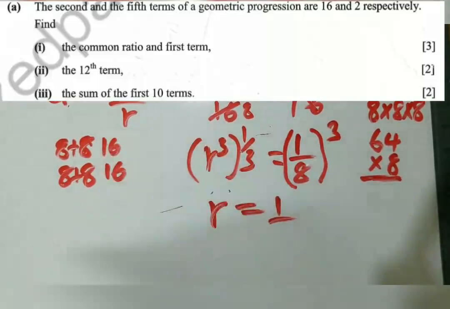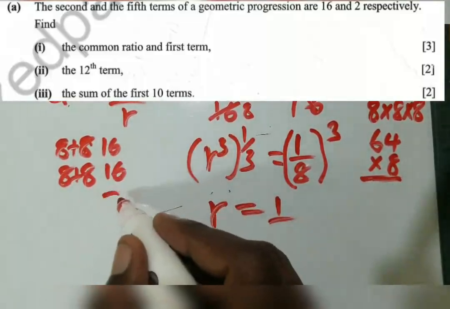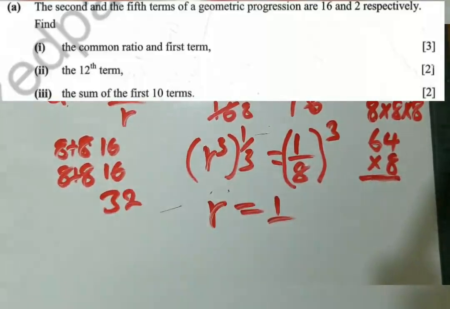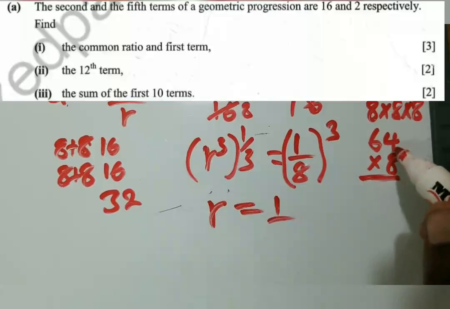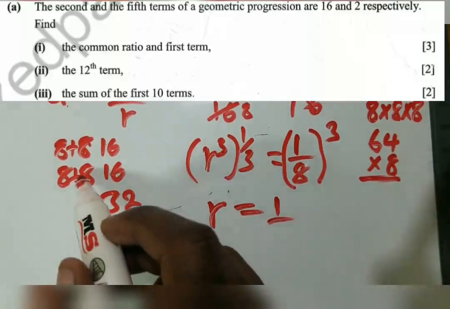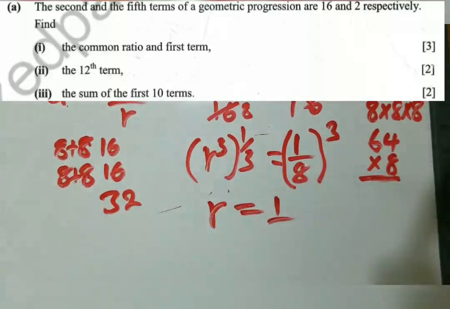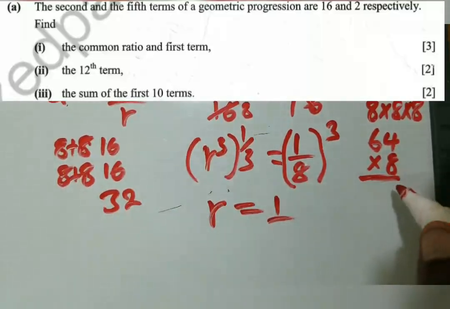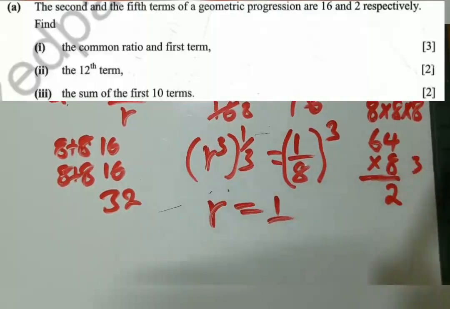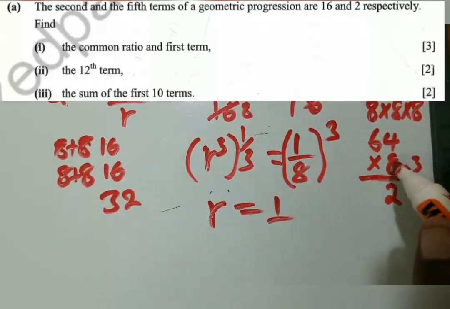What if we try to add these two? 16 plus 16 is going to give you 32. Okay, so that means 8 times 4 is 32, because they are 1, 2, 3, 4. 8 times 4 is 32. So 32, you put 2, carry 3.